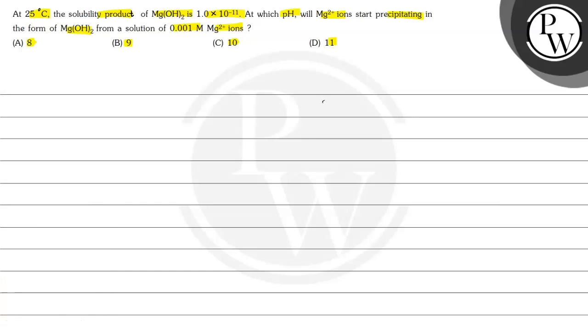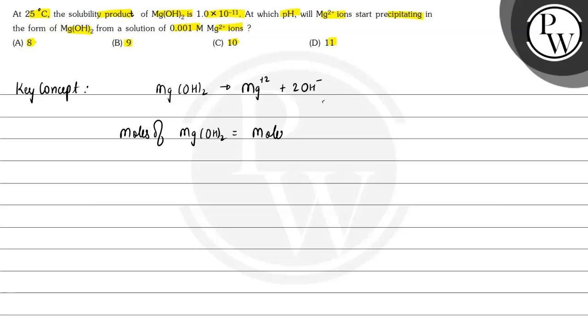So here we will start the solution, and first we will start with the key concept in this case. Here we have Mg(OH)2, so this will give products as Mg2+ and OH-. Moles of Mg(OH)2 will be equal to moles of Mg2+, because, as we can see according to the coefficients, moles of Mg(OH)2 is equal to moles of Mg2+.